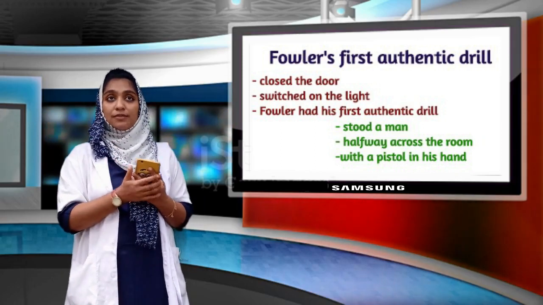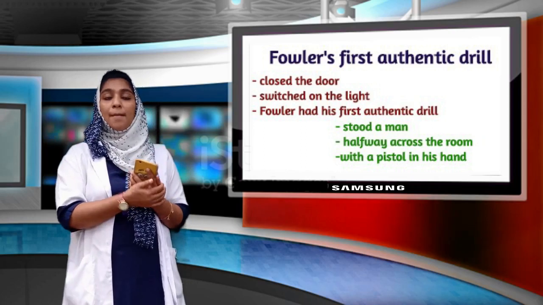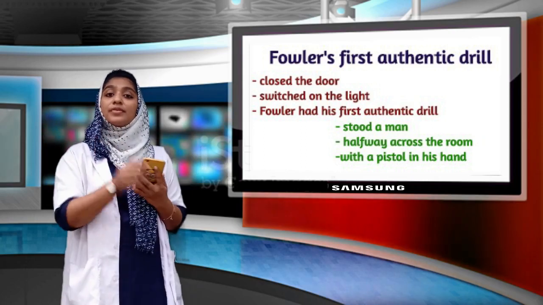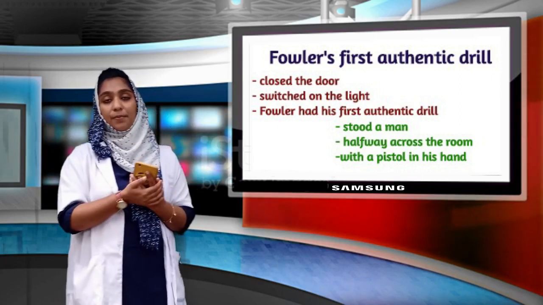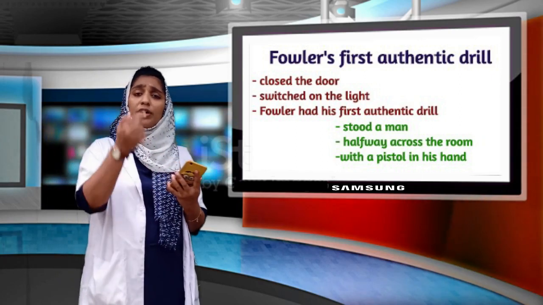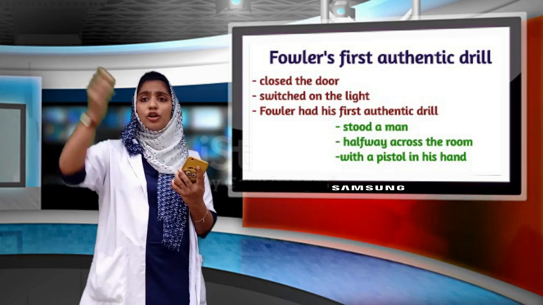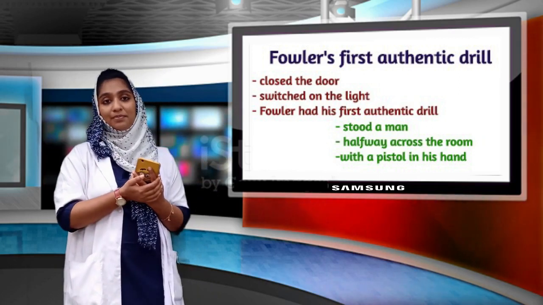Ausable blinked for a minute. Fowler was really terrified. Who was standing there? Yes, the third character of our story. Max was standing there. Ausable asked Max, "What are you doing here in my room? I thought you were in Berlin."